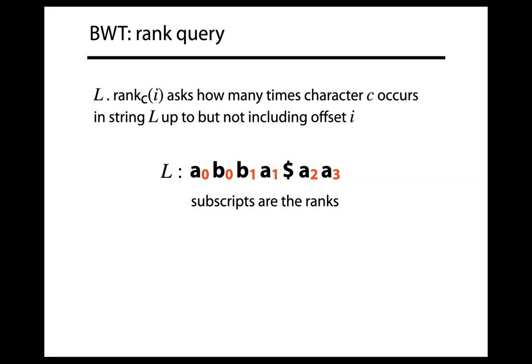So for example, this character, this A here, has rank 2 because there are 2 A's to the left. So each of those is annotated with its rank. Asking that question is the computational core of what happens when we match the patterns.